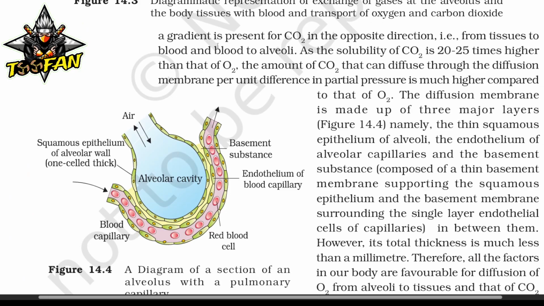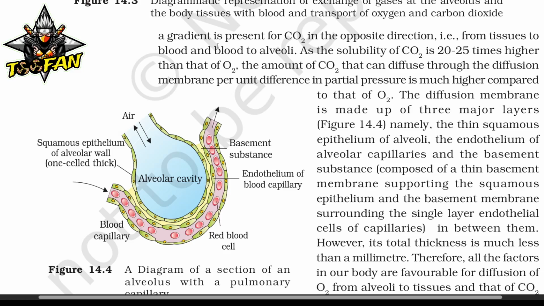Similarly, a gradient exists for carbon dioxide in the opposite direction, that is, from tissues to blood and blood to alveoli. The solubility of carbon dioxide is 20 to 25 times higher than that of oxygen, so the amount of carbon dioxide that can diffuse through the diffusion membrane per unit difference in partial pressure is much higher compared to that of oxygen.